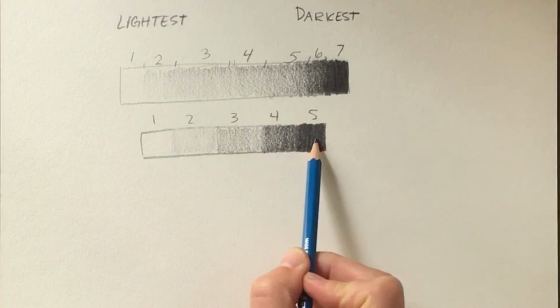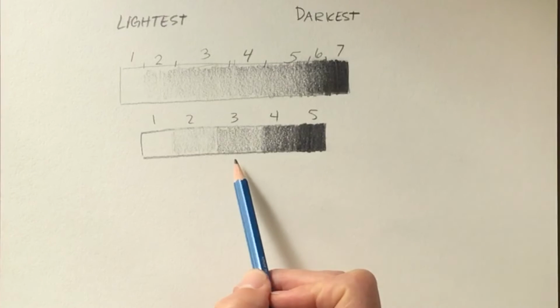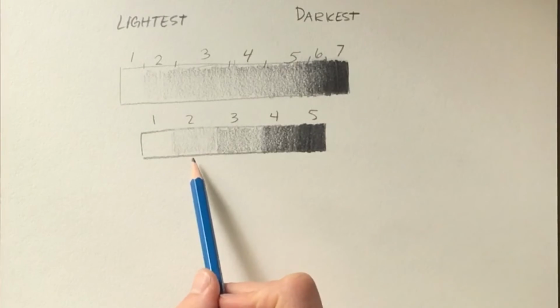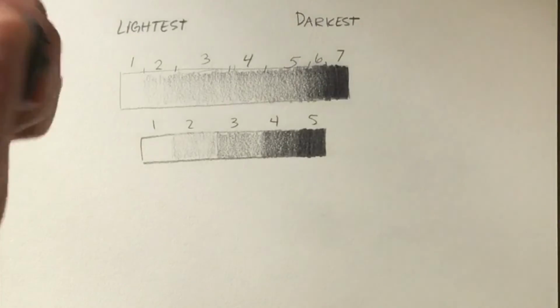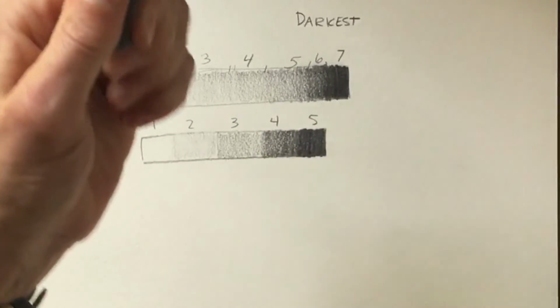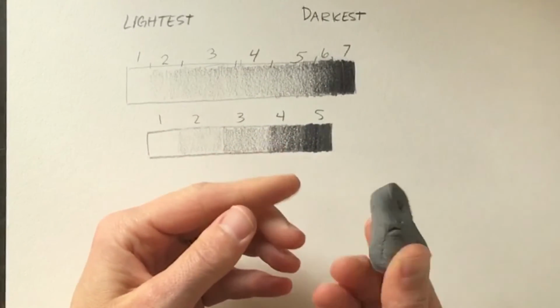5, just make sure it's your absolute darkest. You've pressed super, super hard with your pencil. 3 should be a medium gray. 2 should be very, very light. And if needed, if you have trouble creating the right pressure with your pencil to get a number 2 value, you can use a kneaded eraser.